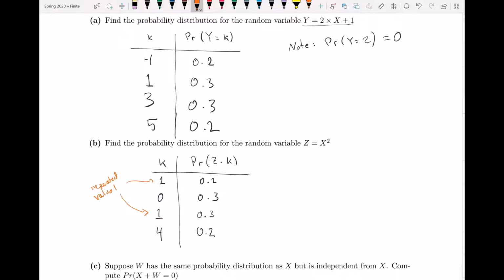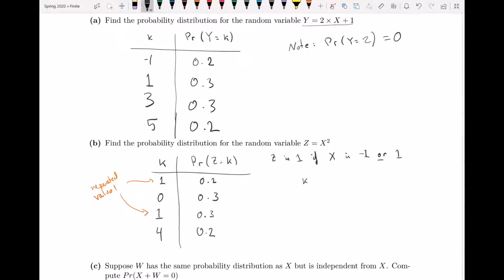All this means is that the probability Z is 1 is the probability that X is -1 or 1. There are 2 ways that Z can be 1. So we simply add those probabilities together. All the times that 1 occurs came from different values of X, and so we can just add these probabilities together to get the total probability that Z is 1.